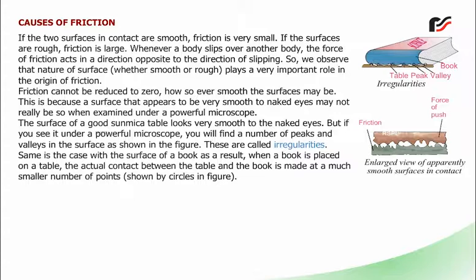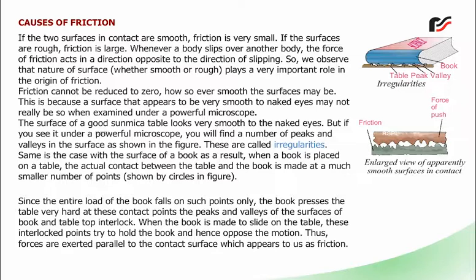The surface of a good sunmica table looks very smooth to the naked eye. But if you see it under a powerful microscope, you will find a number of peaks and valleys in the surface, as shown in the figure. These are called irregularities. Same is the case with the surface of a book. As a result, when a book is placed on a table, the actual contact between the table and the book is made at a much smaller number of points, shown by circles in the figure.